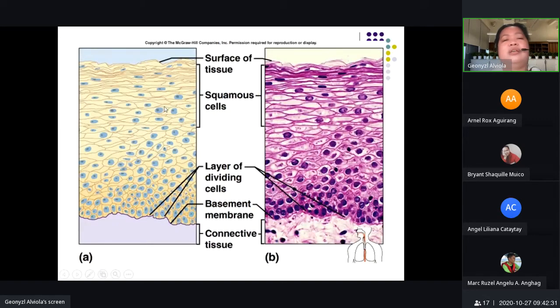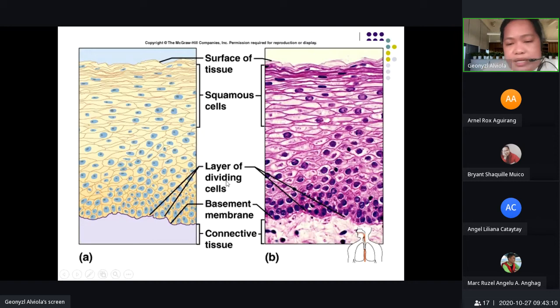Okay. So we have the layers of the stratified squamous epithelium. This is the basement membrane. The basement membrane is really thin. It is called the basement membrane because it is located in the basal area of the layer of epithelial cells, and next to it is already the connective tissue. It is called a membrane because it is very thin, about cellophane-like thickness.